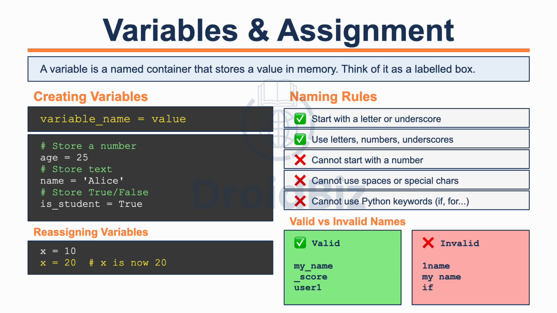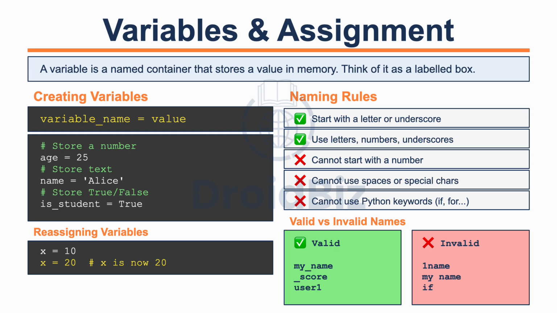Now, let us look at naming rules. You must start the name with a letter or an underscore. You can then use letters, numbers, and underscores. You cannot start a variable name with a number. You cannot use spaces. Use underscores instead. And you cannot use Python keywords like if, for, or while as variable names.